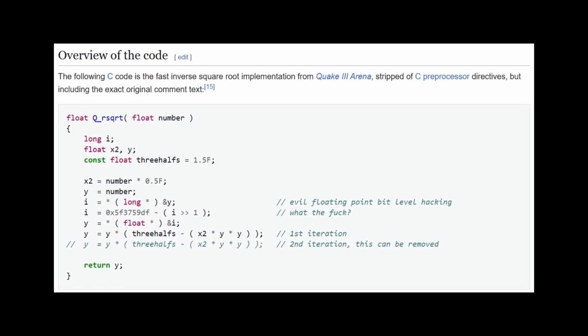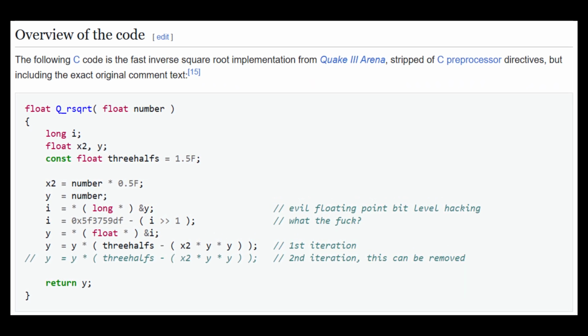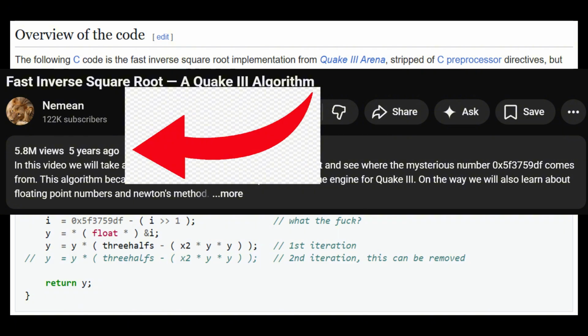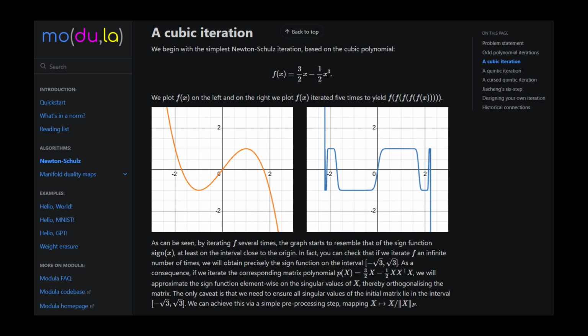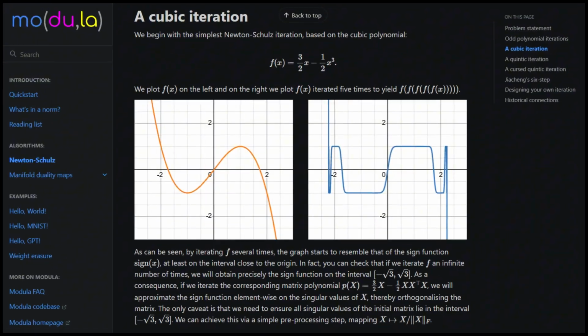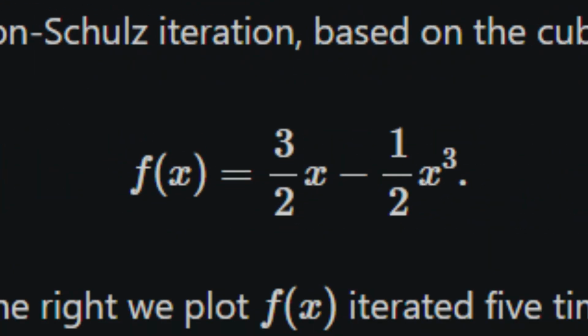Fast inverse square root is a famous algorithm used in the 1999 Quake III game that has gone pretty viral for having some very weird-looking code. I was very curious what Varun was referring to, so I dug around a bit. And after a few searches, I came across the Modula website, where sure enough, I found the exact formula used in Quake III's fast inverse square root algorithm.